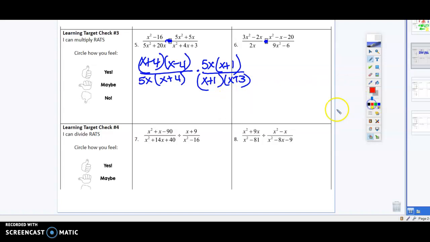Okay, so I'm going to cancel out things that are in common in the top and the bottom. Now, if there's this multiplication symbol in the middle, then I can do it for both sides. So what I mean by that is x plus 4 is in the top here and in the bottom here. 5x is right here, 5x is right here. x plus 1 is right here, x plus 1 is right here. And whatever I have left over, I'm going to rewrite. So x minus 4 over x plus 3. We're going to set our denominator equal to 0 and solve, which means that x cannot equal 3.